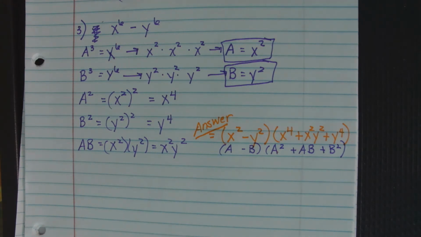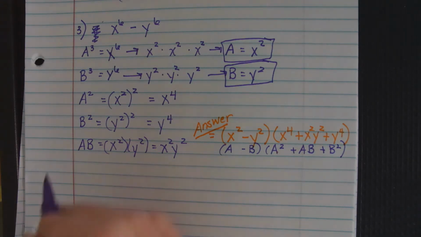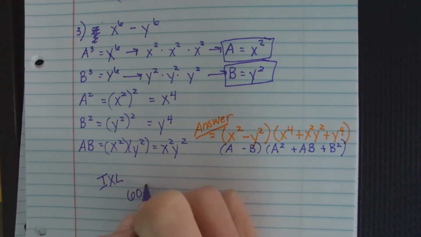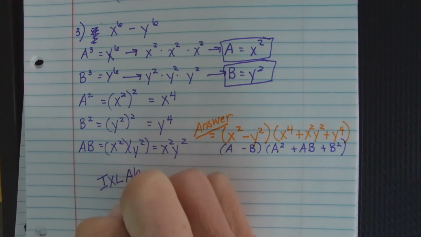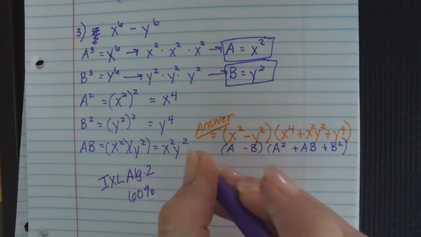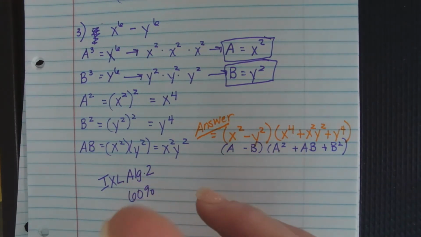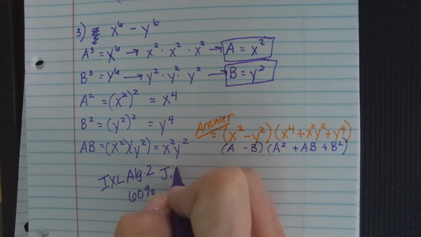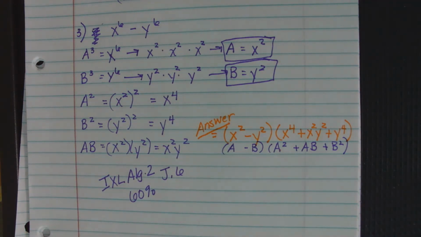Does anybody have their iPad? Princess, do you have yours open? Can you go to LMS real quick? Your homework is IXL something, Algebra 2. Can you tell me what it is? J something? J6, that's it. You said algebra 2? Yep.